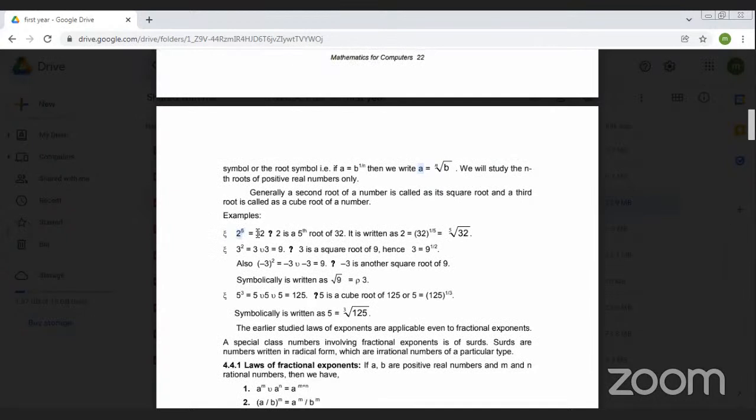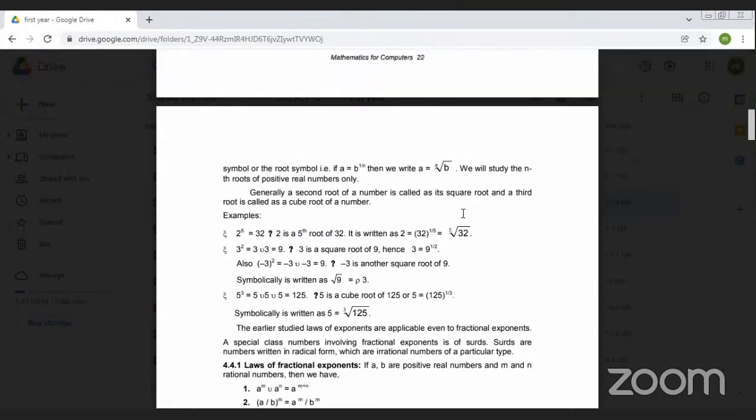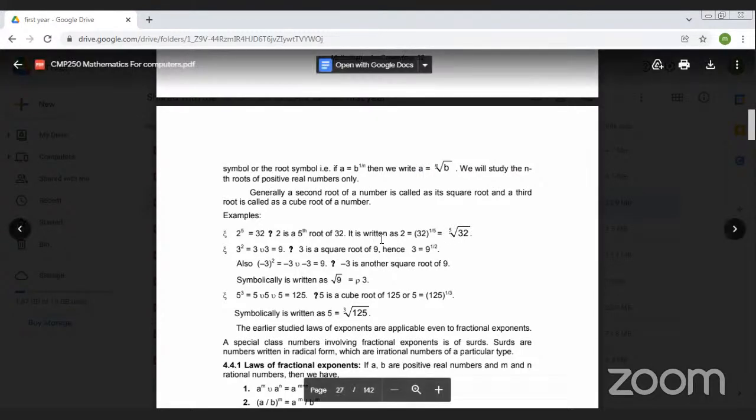So 2 raised to 5 is equal to 32. Here, how do I read it? 2 is the fifth root of 32. Correct? So this will be my inverse operation, that is 5. Fifth root of 32 is what? 2.